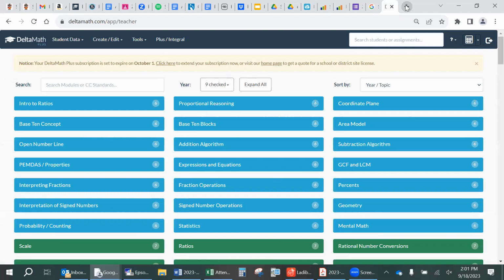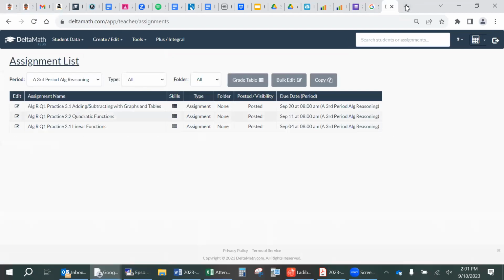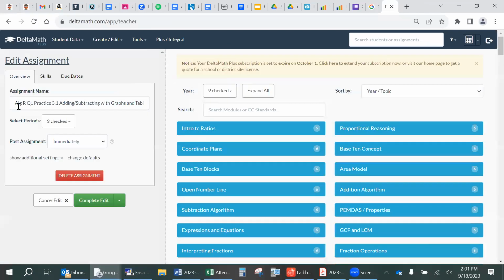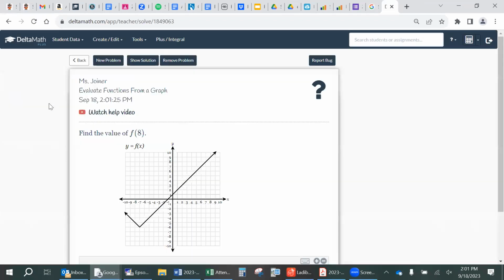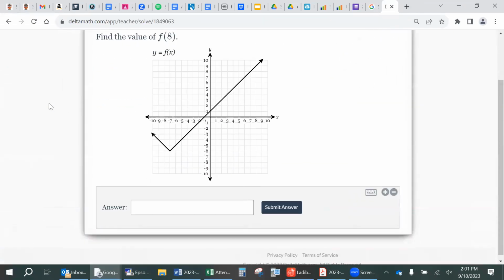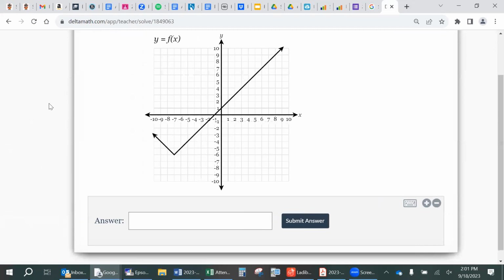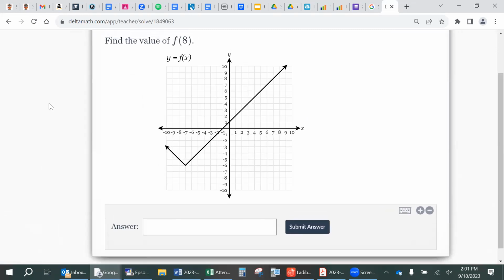Okay, once you get logged in, you should only have one homework. And it should be this one right here, 3.1. The first skill is up on your screen. Should be this. Okay, everybody have it? Good? Okay.